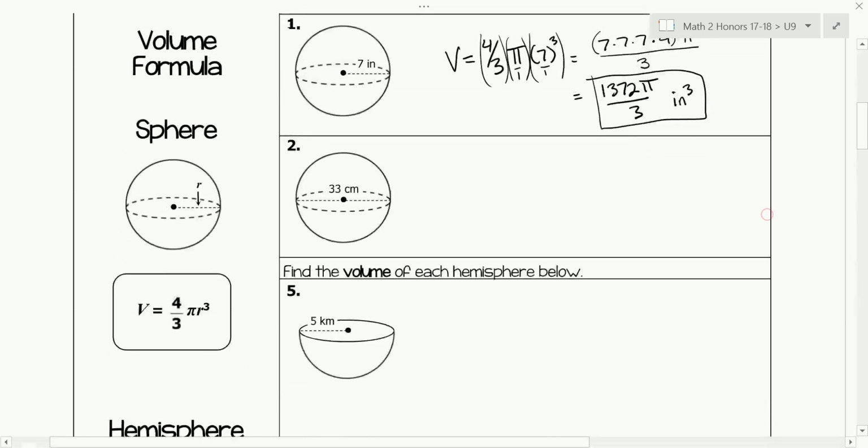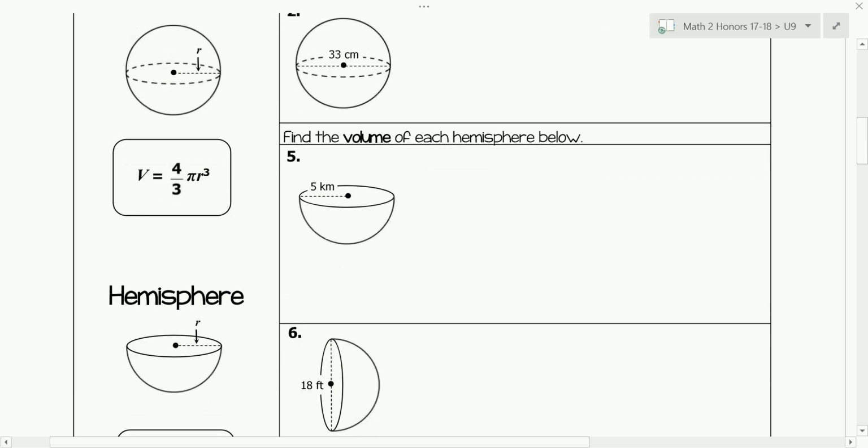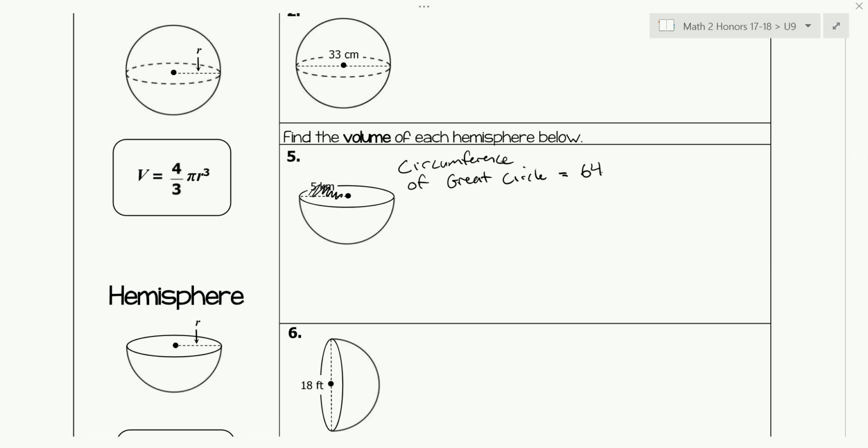Let's now, I'm going to modify these a little bit for you. So let's look at 5. And instead of saying we have a radius of 5 kilometers, I'm going to say that the circumference of the great circle is, let's say 64. Okay. So I want you to find the volume of this in exact form.